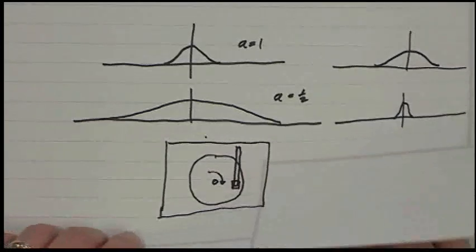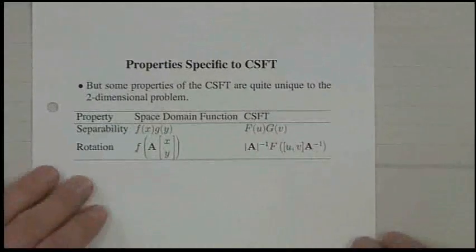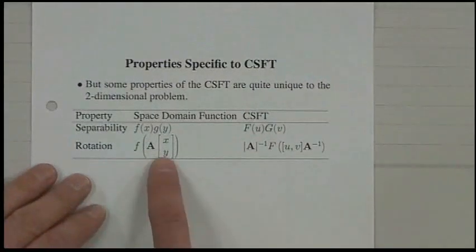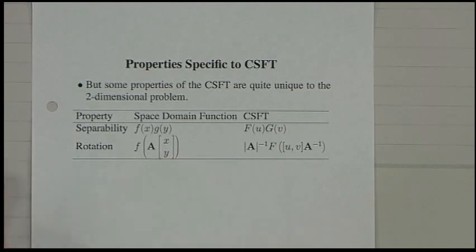Which brings me to my next point, which is that the analog of the scaling property in 2D is really rotation, because rotation is a more general thing. You could stretch, and you can compress, and you can also rotate, okay? And rotation in 2D works very nicely in continuous space, but in discrete space you have problems, because the points don't fall on a grid anymore.